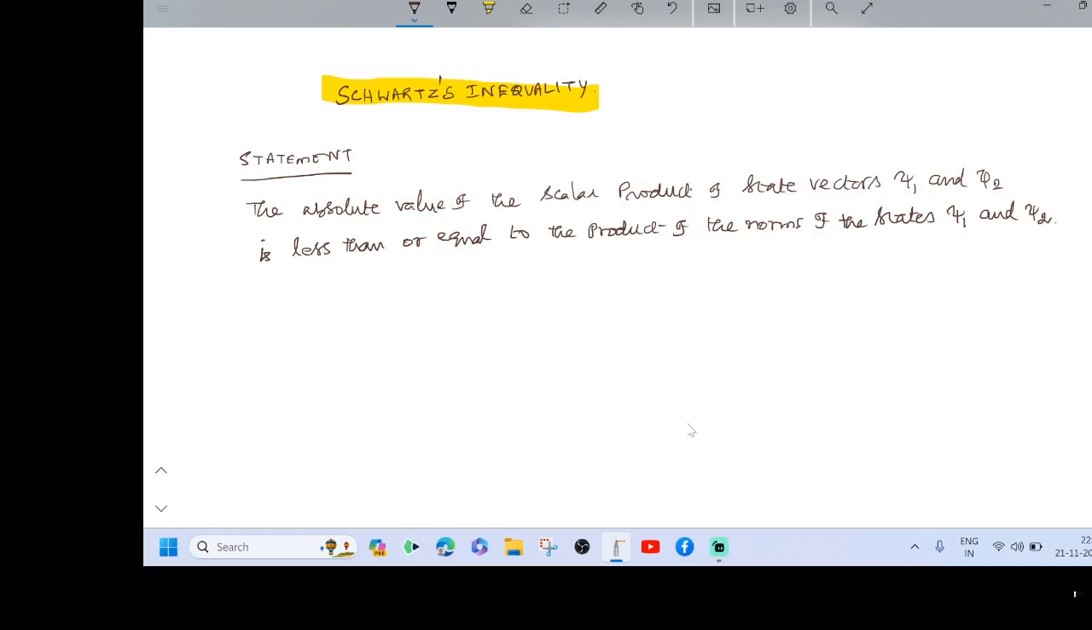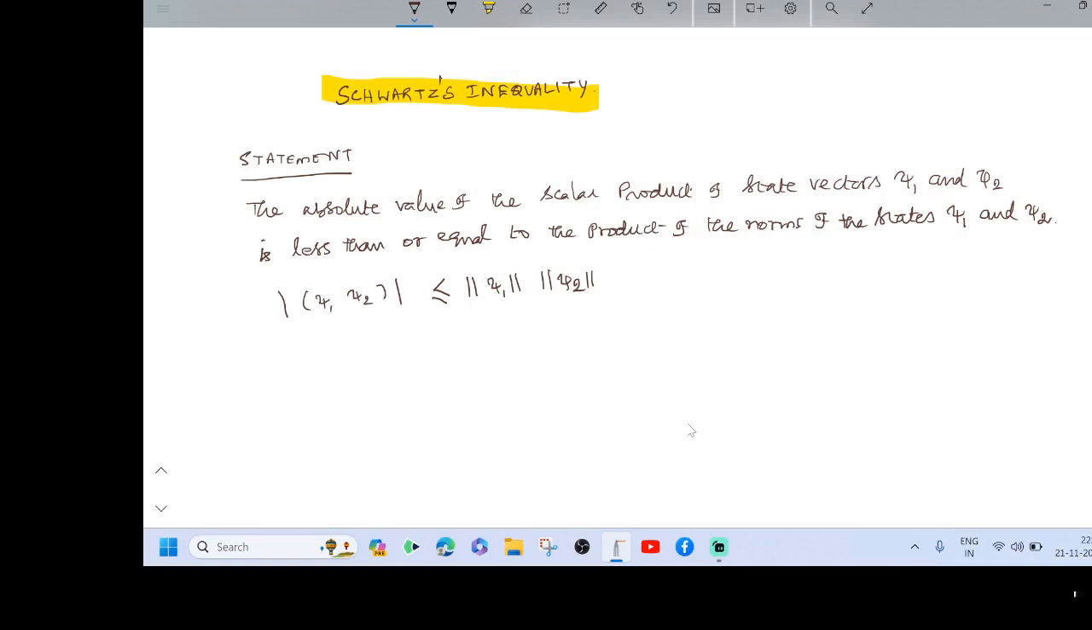Mathematically, we can write the modulus of the scalar product of psi1 and psi2 is less than or equal to the norm of psi1 into the norm of psi2.